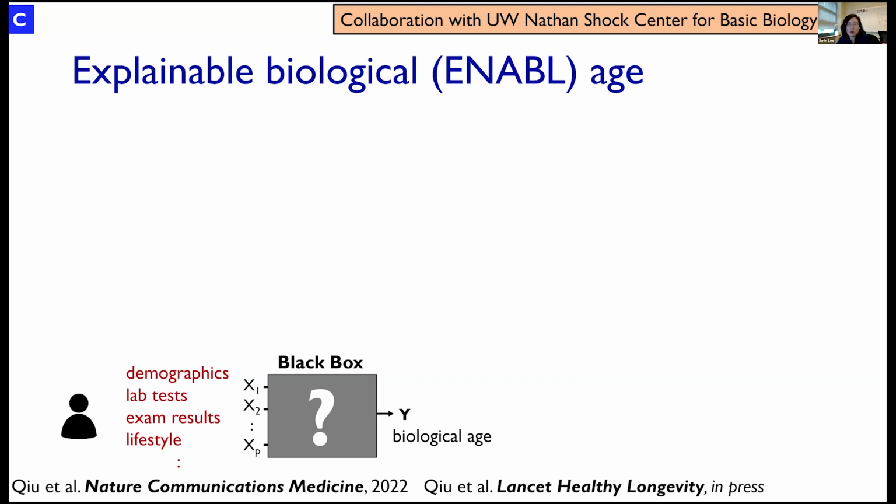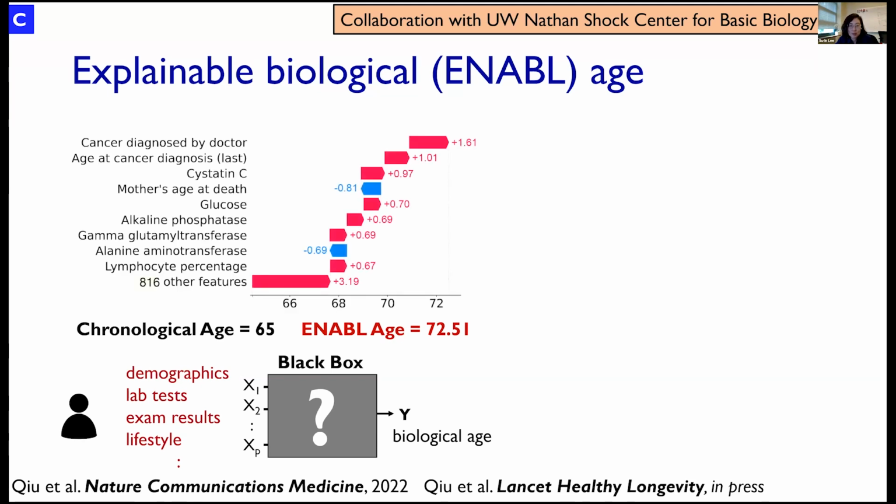In yet another study, we showed that XAI can help us interpret biological age. We named it Enable Age. Here's how it works. Say a 65-year-old person turned out to be 72 in terms of biological age. We can obtain the explanations that increased or decreased the age, and they come with the extent in the unit of years. This is one of the desirable properties I described about SHAP: the explanations have exactly the same unit as what you predict. In this case, it is biological age, so it's years.